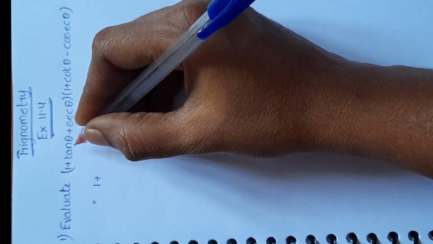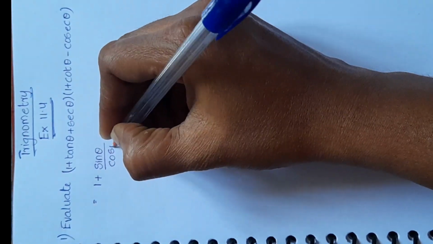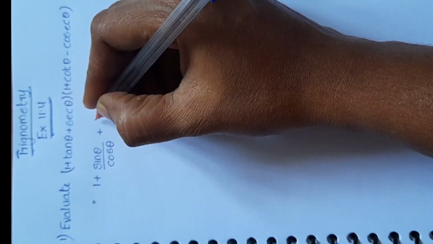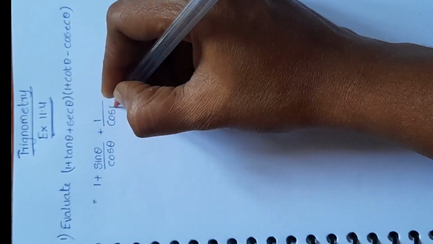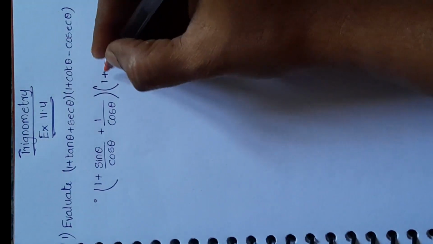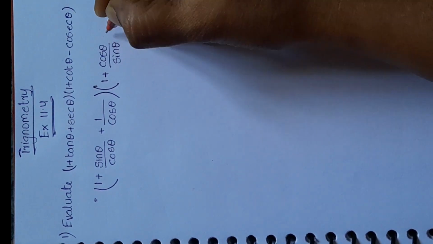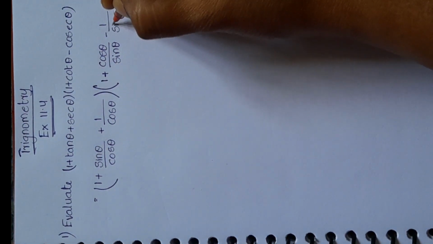Now we can write this as 1 plus, instead of tan we are writing sin by cos. So 1 plus sin theta by cos theta plus, instead of secant we are writing 1 by cos theta, into 1 plus, instead of cot we are writing cos by sin. So cos theta by sin theta minus, instead of cosecant we are writing 1 by sin theta.